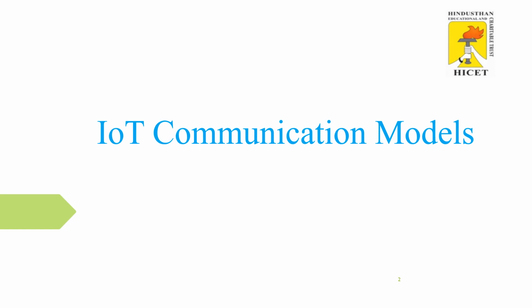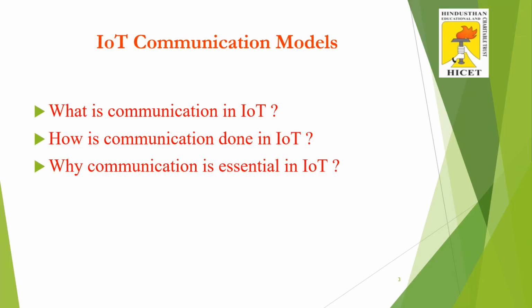And now I am here to explain the IoT Communications Model. We'll focus on a few questions. The first one is, what is communication in IoT? In the Internet of Things, there are n number of things that are connected to the Internet. We call it the Internet of Things, and they communicate with each other through protocols, which makes use of existing infrastructures and technologies.